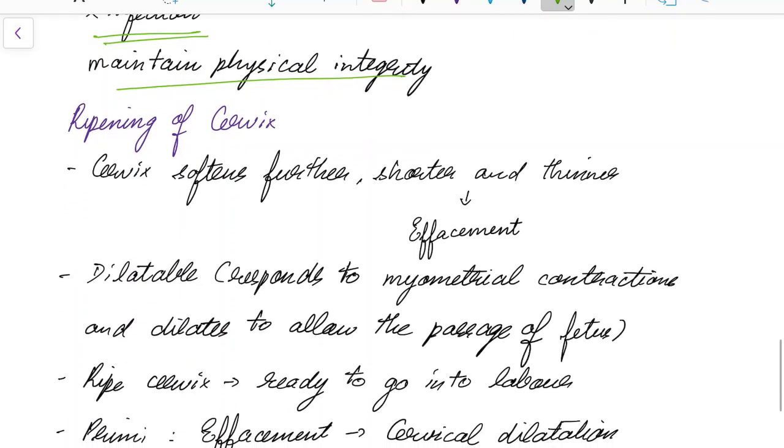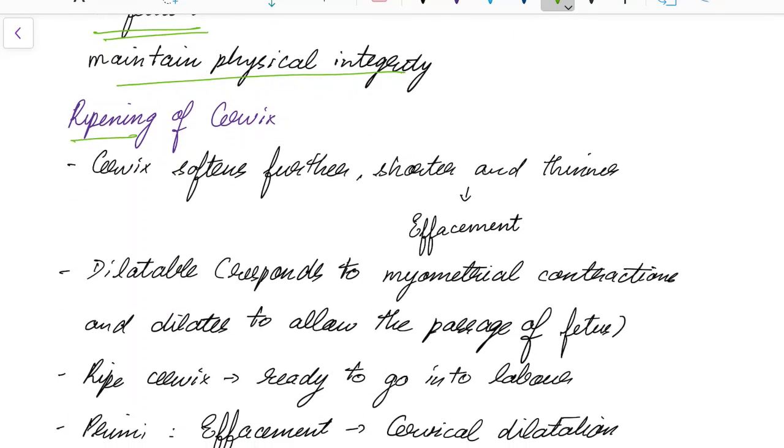Now, prior to labor, a process called ripening takes place in the cervix. The cervix softens further, it becomes shorter and thinner. This process of shortening and thinning of cervix is called effacement. The cervix becomes dilatable, that is, it responds to myometrial contraction and dilates to allow the passage of fetus.